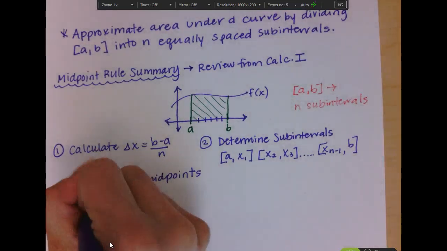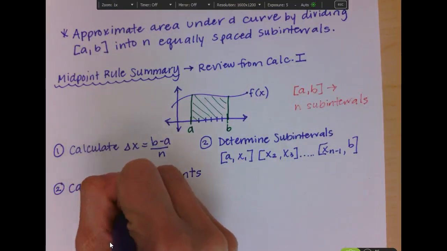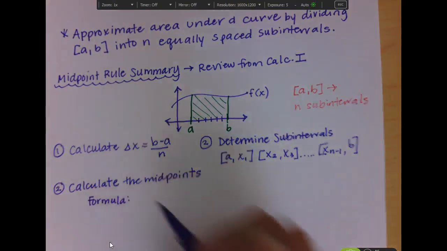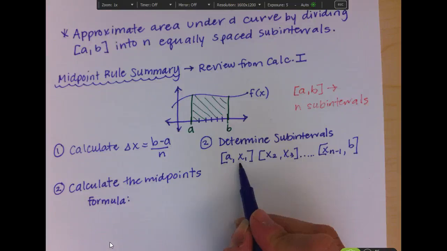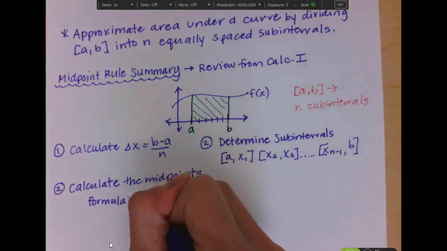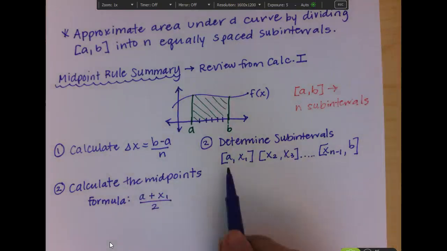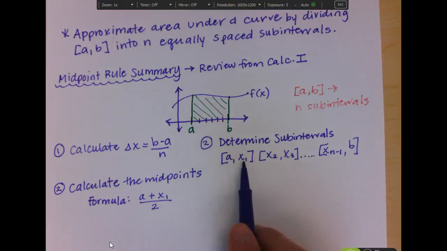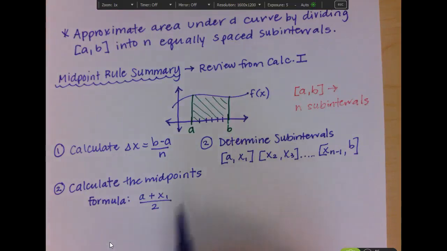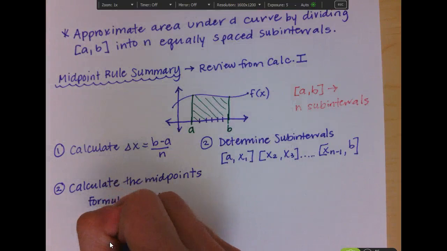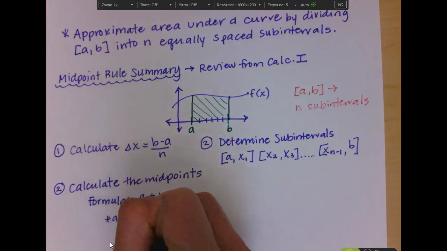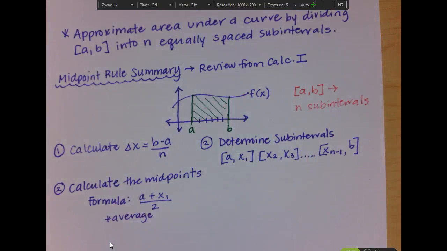And in case you've forgotten how to find a midpoint, basically if I use this first subinterval as an example, I would just add up the two components, the first, the left endpoint of my subinterval, and my right endpoint. I would add them together and divide by 2, which is essentially just averaging those two values. Alright, so I would need to do that for every single interval.